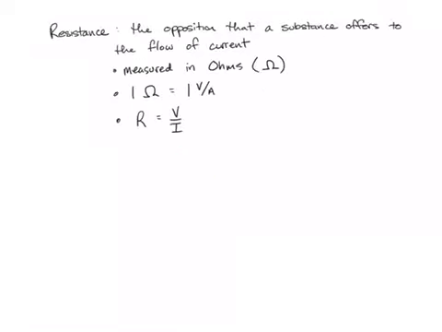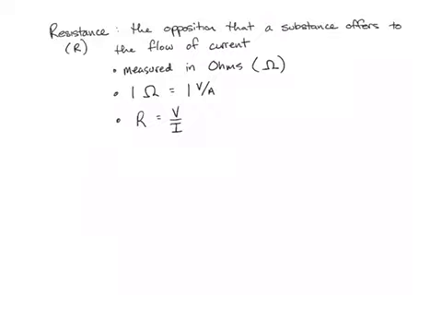Okay, so the last thing we're going to talk about today is what is resistance. And once again, the symbol for resistance is an uppercase R. But resistance is the opposition that a substance offers to the flow of current. So basically, the higher the resistance of something is, the more of an insulator it is. And the lower the resistance of something is, the more of a good conductor it is.